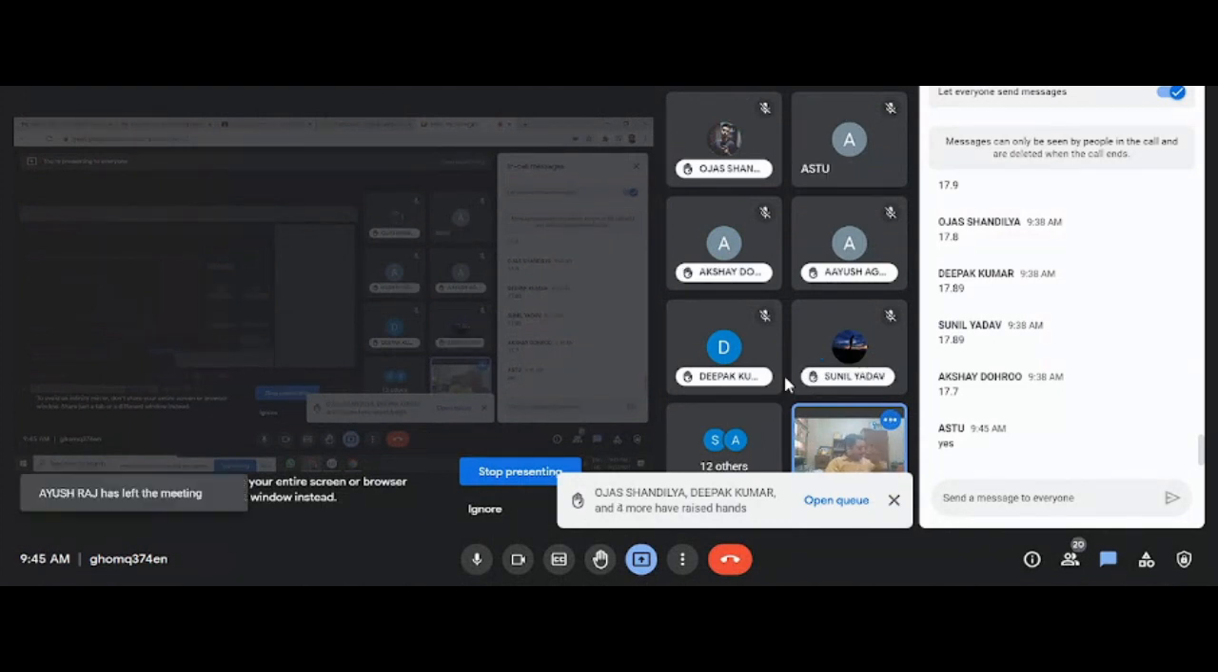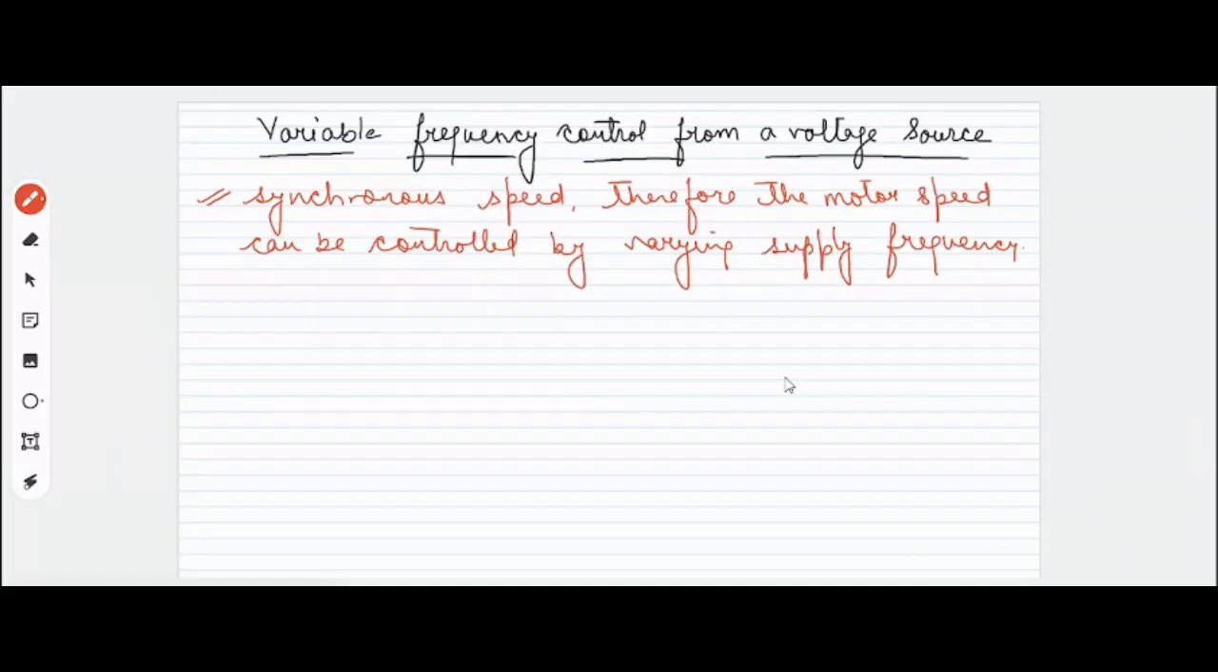Okay. Right. So we can vary it because we have learned that synchronous speed is nothing but 120 f by p. That means by varying this frequency, we can vary the synchronous speed. And as we can vary the synchronous speed, we can vary the motor speed. Consequently, by varying the frequency, we can vary the motor speed. There is no doubt over this, right?